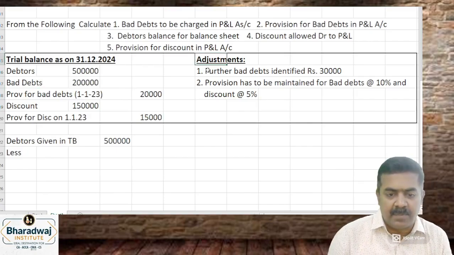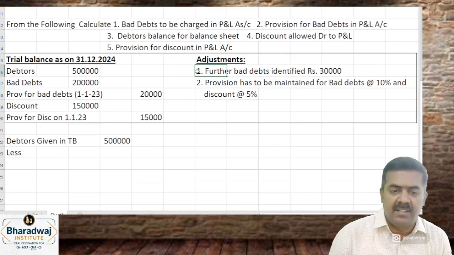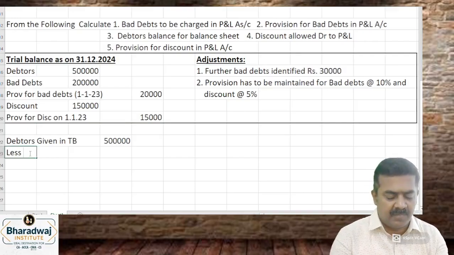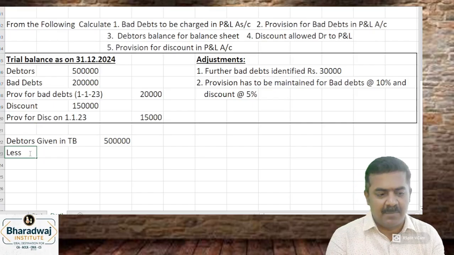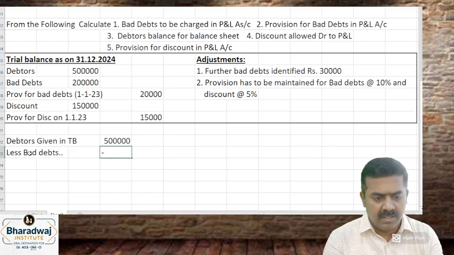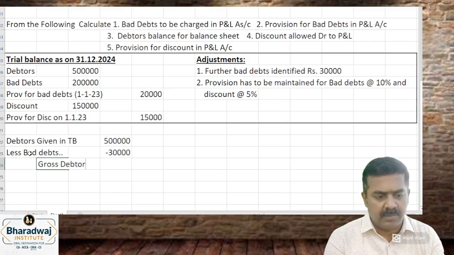Okay. Adjustment, further bad debts identified. This 30,000 is not coming in the trial balance. For this, we have to adjust. We call it new bad debts or additional bad debts. Bad debts yet to be adjusted, how much? 30,000. This will give us gross debtors balance.